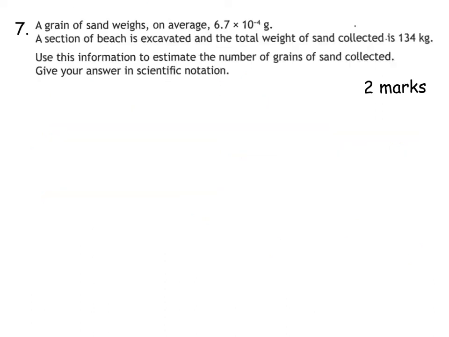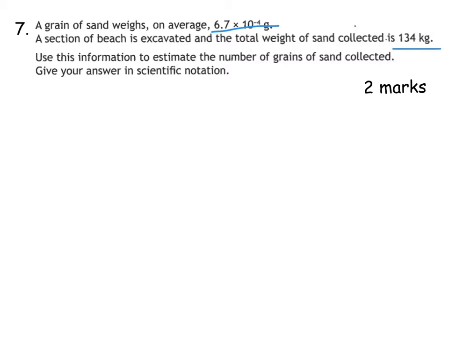Okay, next we have a scientific notation question. This would normally come a bit earlier on in a paper. So we're told the weight of a grain of sand, this teeny tiny number. We're told a section of the beach is cleared and the total weight of sand is this number. We have to use this information to estimate the number of grains of sand.